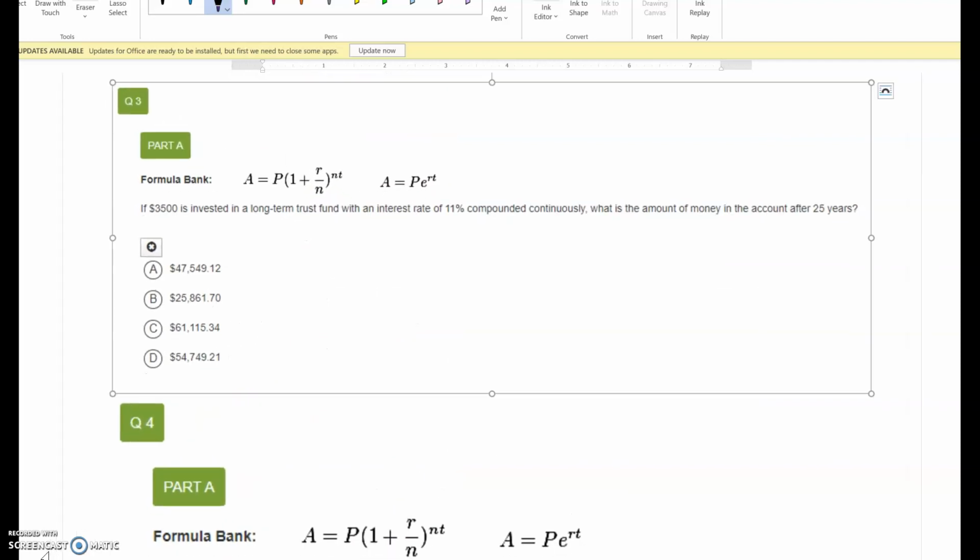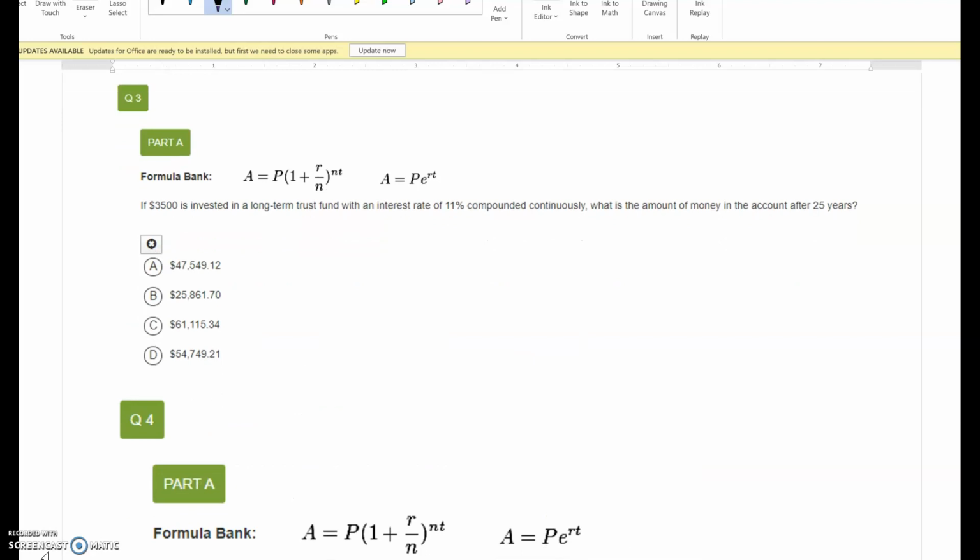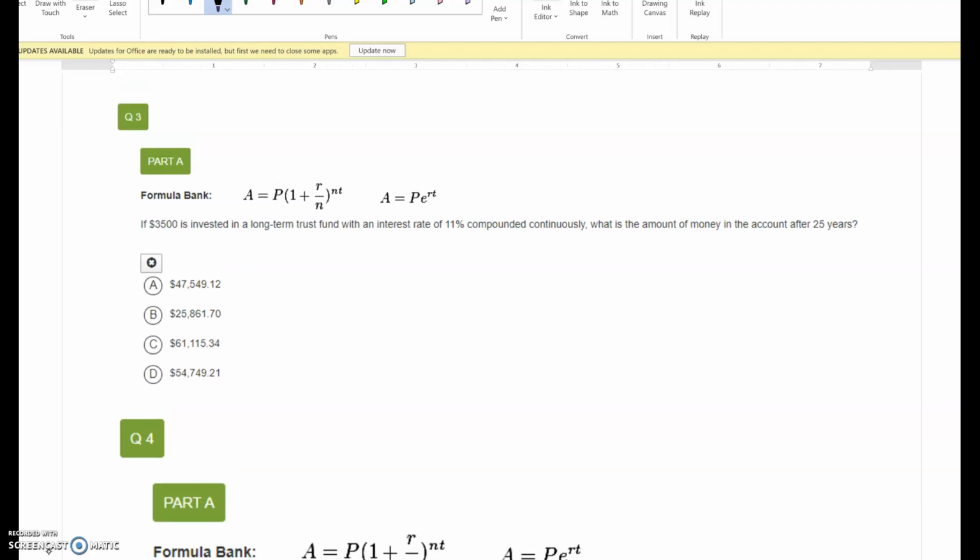Question 3, I'm going to zoom in for this one. $3,500 is invested in a long-term trust with an interest rate of 11% compounded continuously. What is the amount of money in the account after 25 years? This first formula is for compounded monthly, daily, weekly, quarterly. Whatever word they use after compounded tells you what n needs to be. Well, what do you use when it's continuously? When it says continuously, you are using the Pert formula.